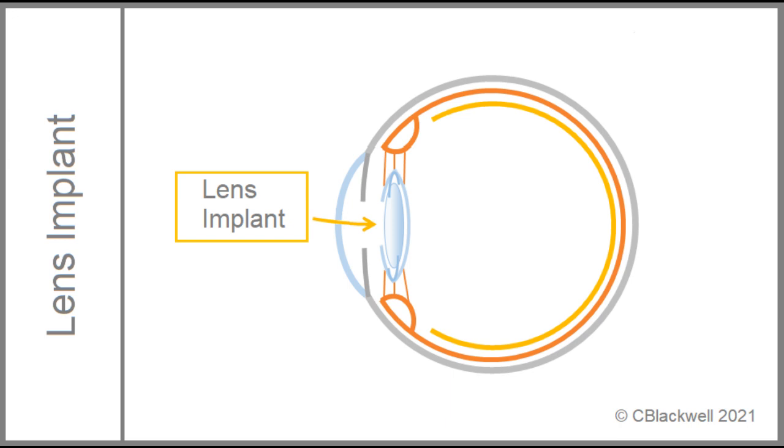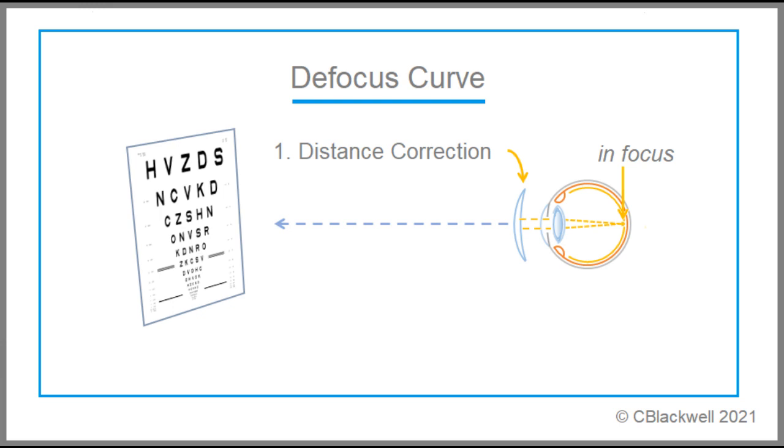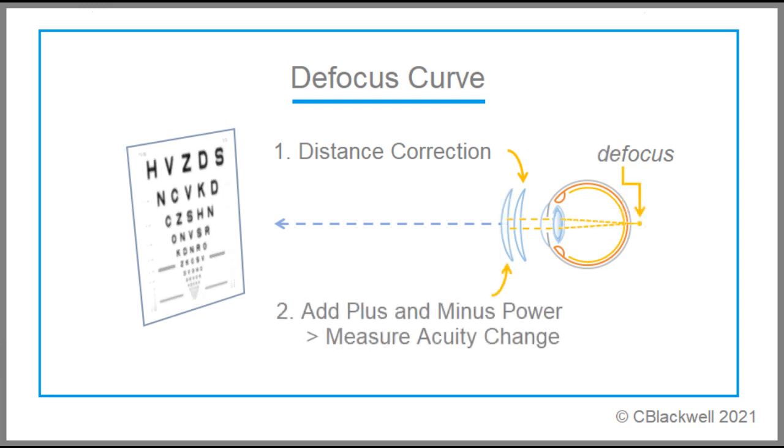This is a person, or eyeball, that has had lens implant surgery. We begin by measuring what distance prescription remains after surgery and correcting that amount, so we are starting at functionally zero correction. From there, lenses are added, usually in half diopter steps, which puts the eye out of focus. Vision is measured at each new power. Thus, in progressive levels of defocus.